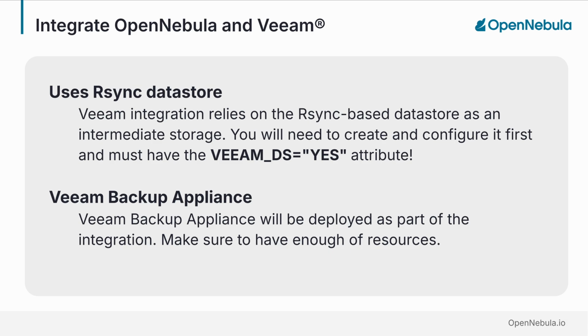The data store must be created first and should contain the specific attribute Veeam_ds equals yes to indicate its purpose, otherwise Veeam integration is going to fail. As a part of the integration, the specific appliance is going to be installed by Veeam. This appliance requires at least 6 CPUs, 6 gigs of memory, and 100 gigs of free disk space. Make sure you can accommodate the appliance before proceeding.